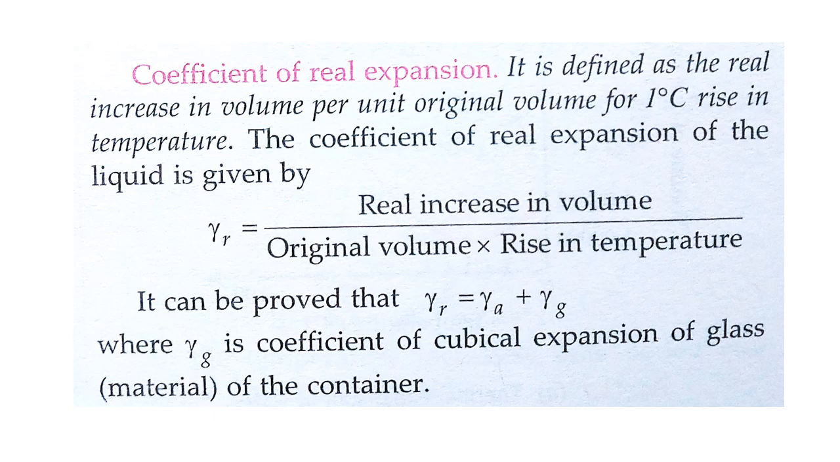Here gamma A is the apparent expansion and gamma G is the coefficient of cubical expansion of glass. Generally we consider only the liquid, but take care that that one is the apparent expansion, because when you are heating some liquid in a container and giving heat to the container, that container is also expanding. So we have to take plus gamma G also, or, if the container is made of any other material than glass, you will take the cubical expansion of that material.